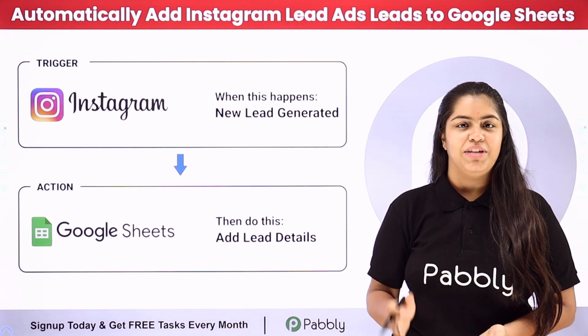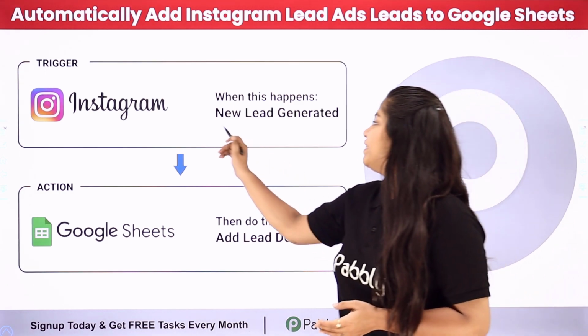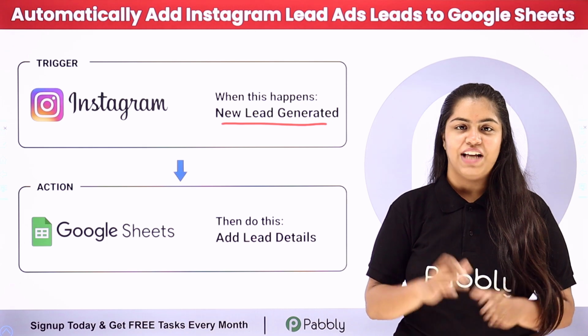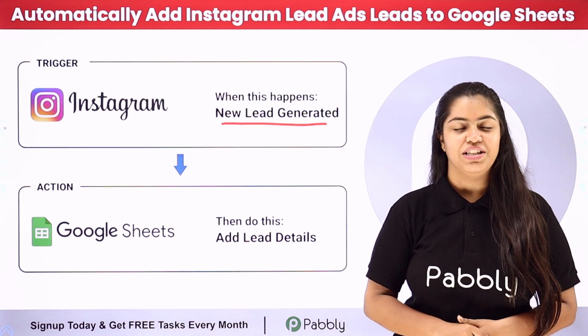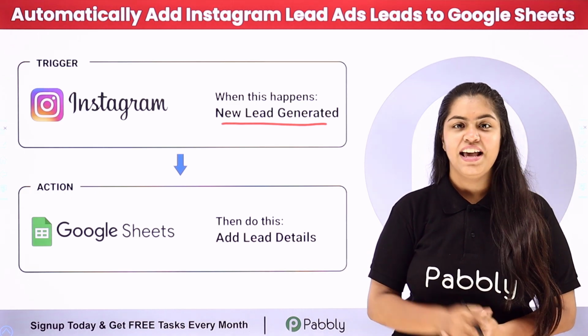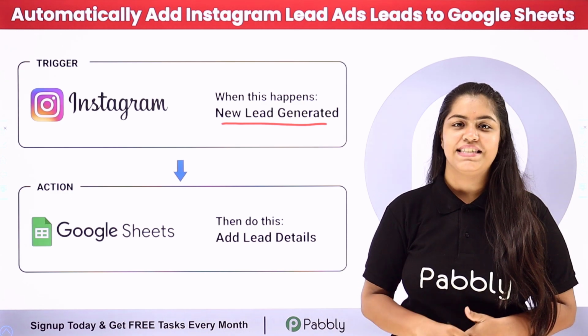I'm using Instagram lead ads to grow my business, and now I wish that as soon as a new lead is generated in my Instagram lead ads, automatically the details of that lead should be added in my Google Sheets too, so that I have the record of all the leads in a single spreadsheet, and then further I can send that spreadsheet to my team, for example sales team.